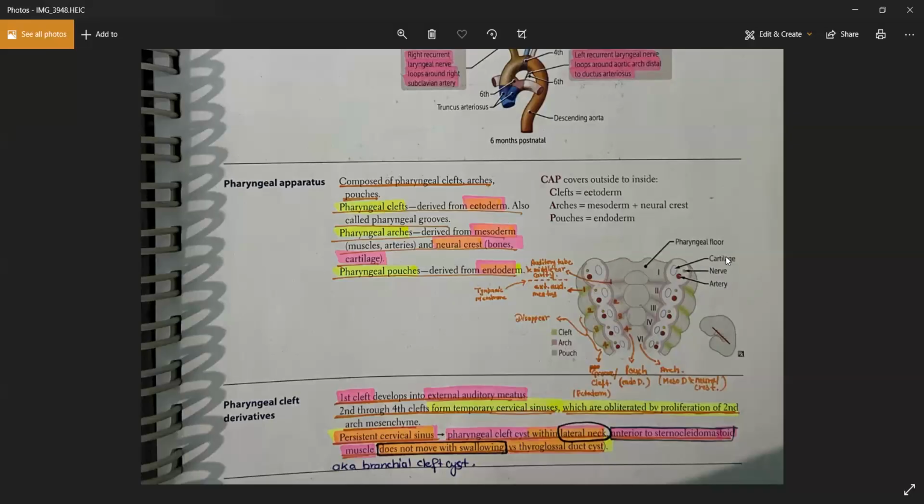Is that okay? Sorry, see, the arteries and the cartilage are all derived from this pharyngeal apparatus. But the nerves are not derived from this apparatus. Instead, these nerves are supplying here.